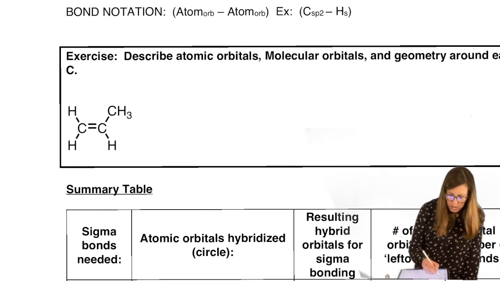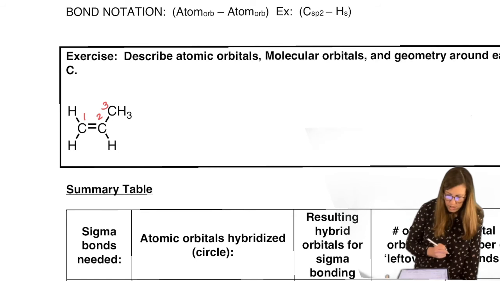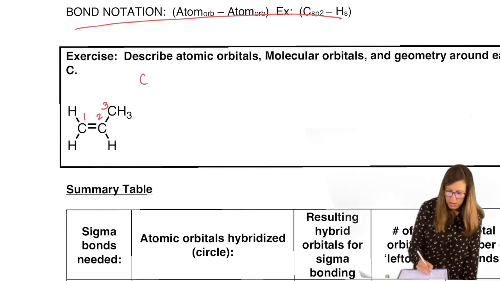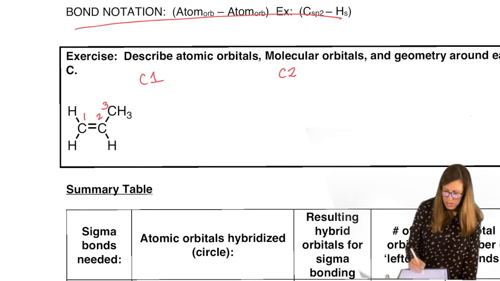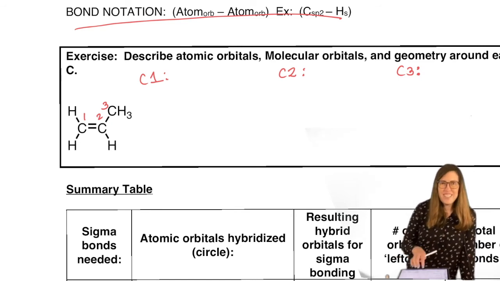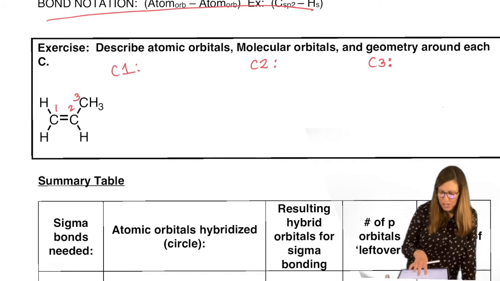Let's do that. So let's call this carbon 1, 2, and 3, and I'll show you that notation. Atomic orbital, atomic orbital. So C sp2 to H s. I'm going to do that 3 times, carbon 1, carbon 2, and carbon 3. In fact, I'm going to do it 1 time, and I'll let you check your answers with the rest. That'll be homework for you.